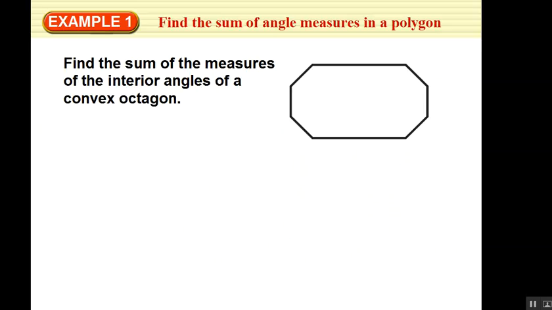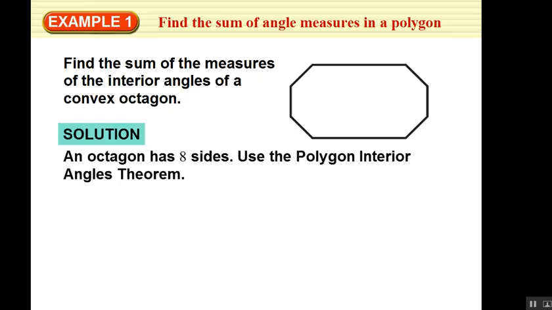Good afternoon, class. Today we will be practicing the sum of the interior angle theorem that we learned about in our previous lessons. So we need to find the sum of the measures of the interior angles of a convex polygon. We are going to use the formula (n minus 2) times 180.